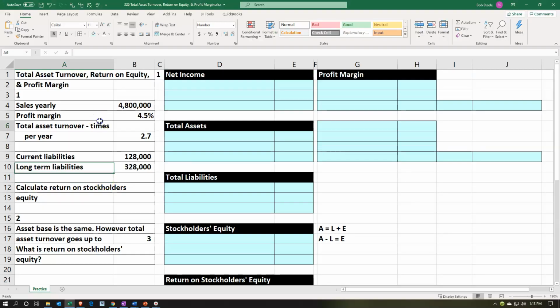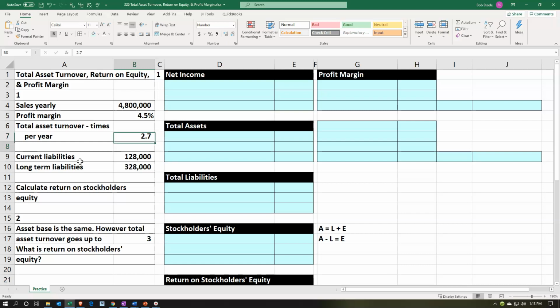Here we are in Excel. We have our information on the left-hand side. We're going to put that information into the blue area in our worksheet on the right-hand side. So we're going to have our information up top. We have the yearly sales, the profit margin percent, and total asset turnover, times per year, 2.7.